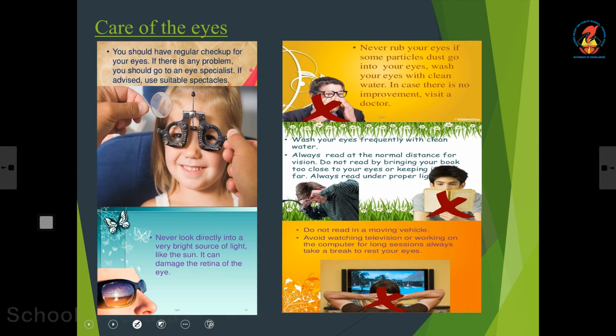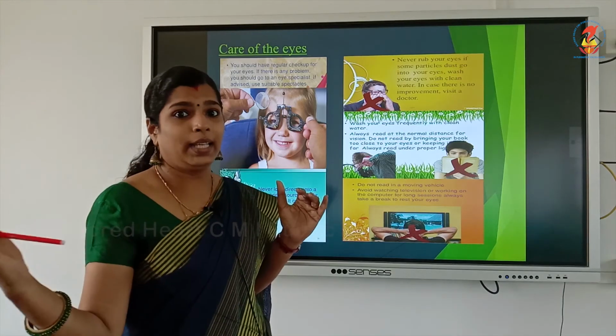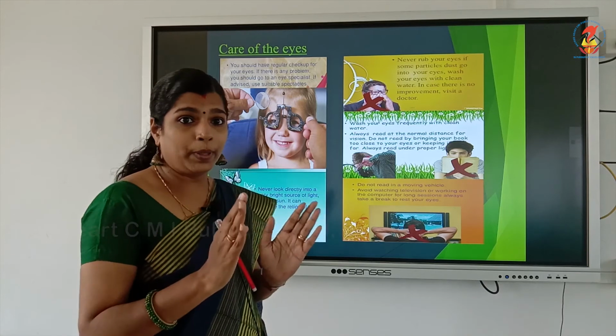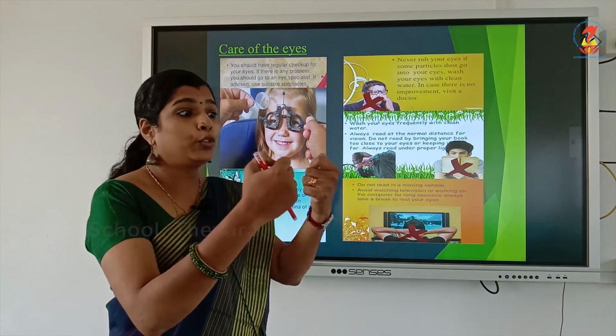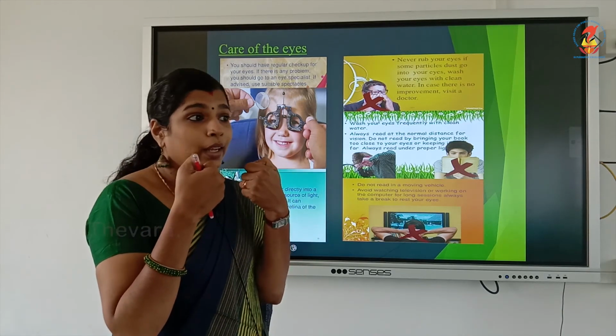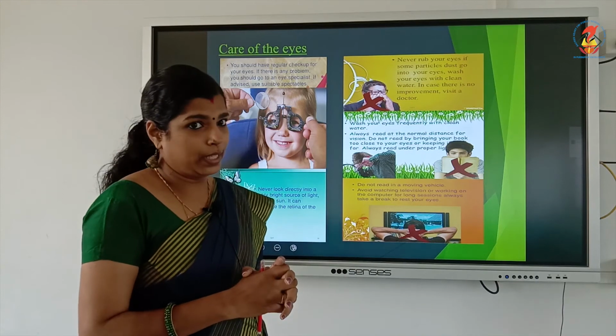Always read at a regular distance for vision. Do not read by bringing your book too close to your eyes or keeping it too far away from you. Okay. Always read under proper light. Don't read your books in dim light or in bright light also. Always use proper lighting in your study room.